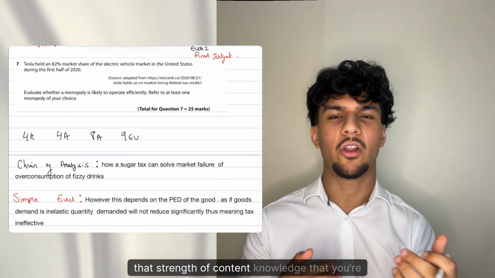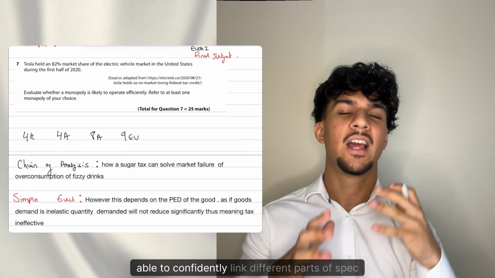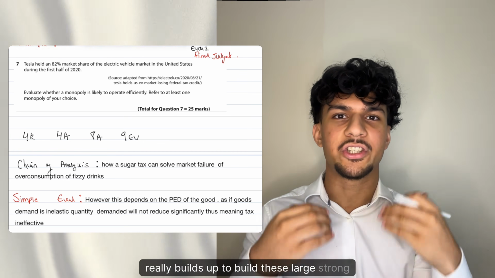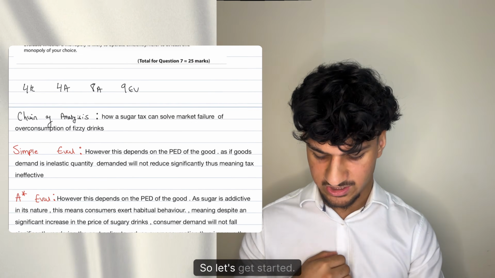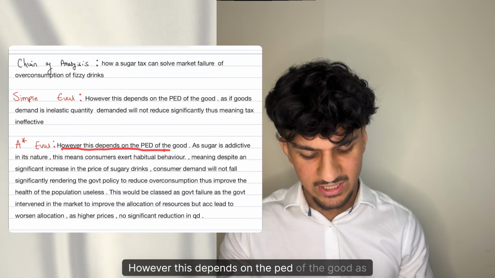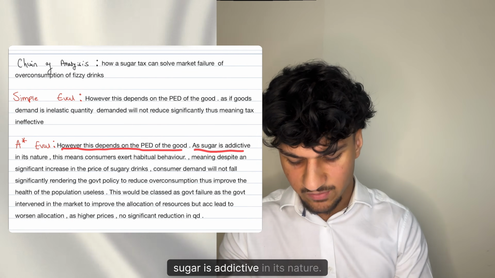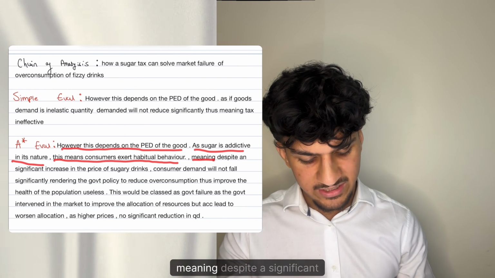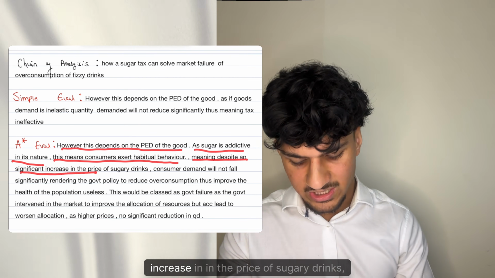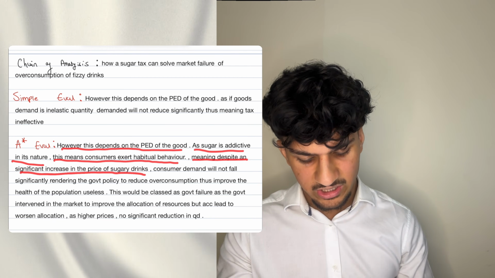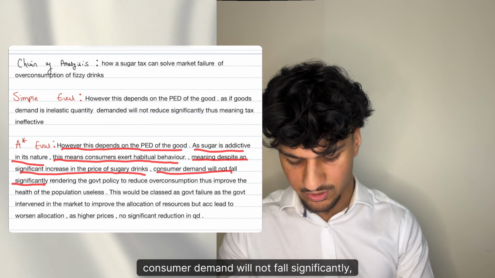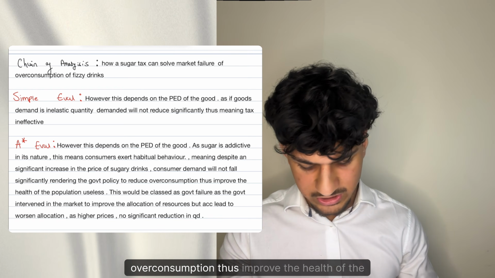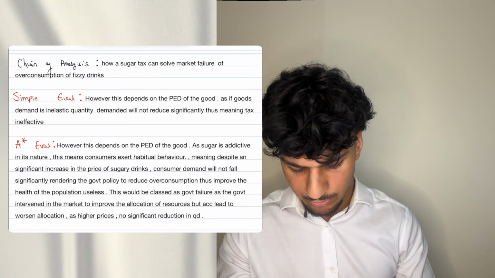That strength of content knowledge, that you're able to confidently link different parts of the spec together, really builds up to build these large, strong evaluation points. So let's get started. However, this depends on the PED of the good. As sugar is addictive in its nature, this means consumers exert habitual behaviour, meaning despite a significant increase in the price of sugary drinks, consumer demand will not fall significantly, rendering the government policy to reduce overconsumption, and thus improve the health of the population, useless.